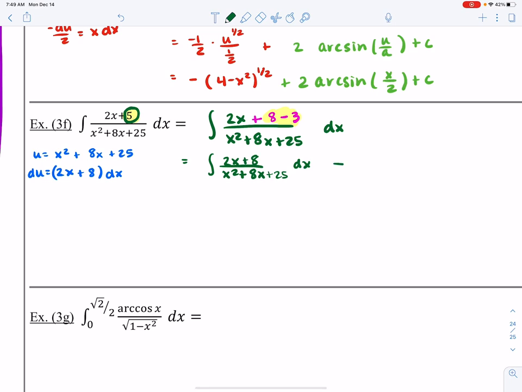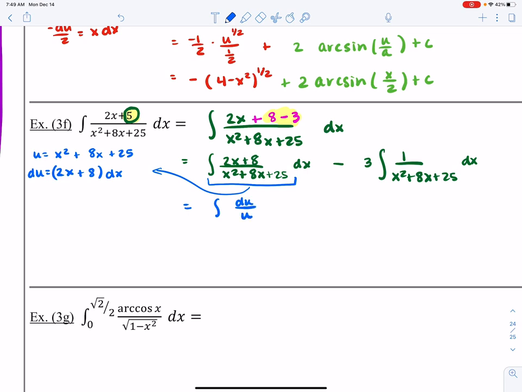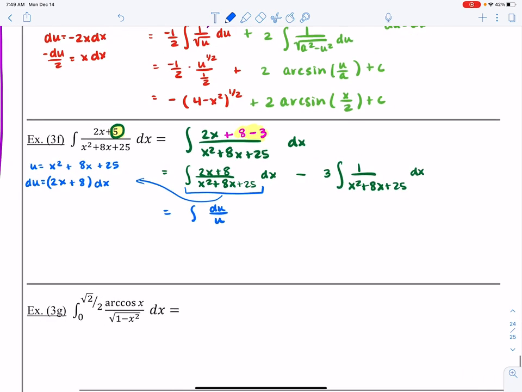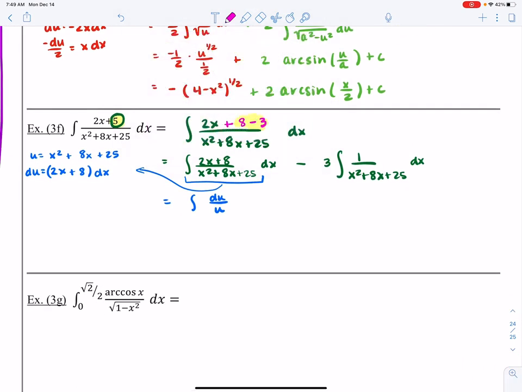And then I'm going to go over here and call this 3 and 1 over x squared plus 8x plus 25 dx. Now what that just does for me is it allows me to u sub this one. So the left-hand integral folds up really nicely into du over u. But what about the right-hand integral? That is not so pretty until you complete the square.